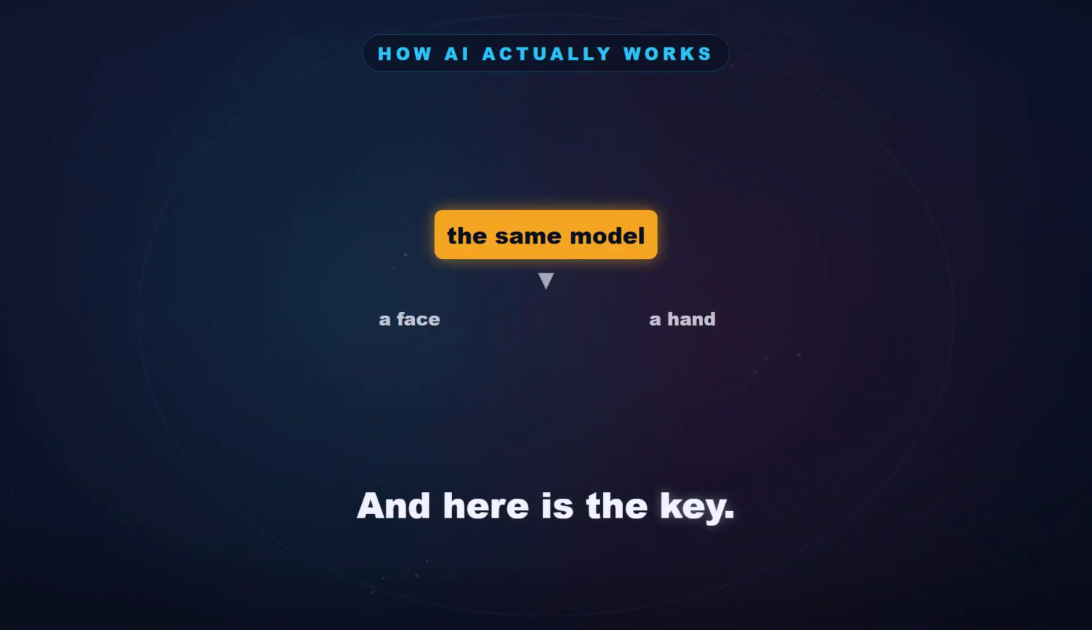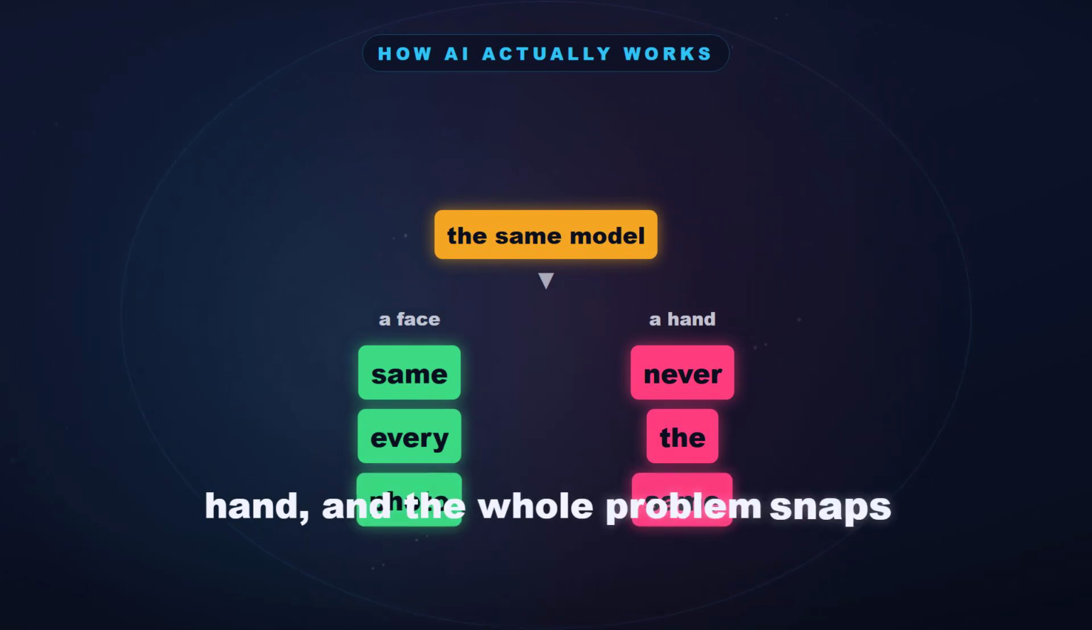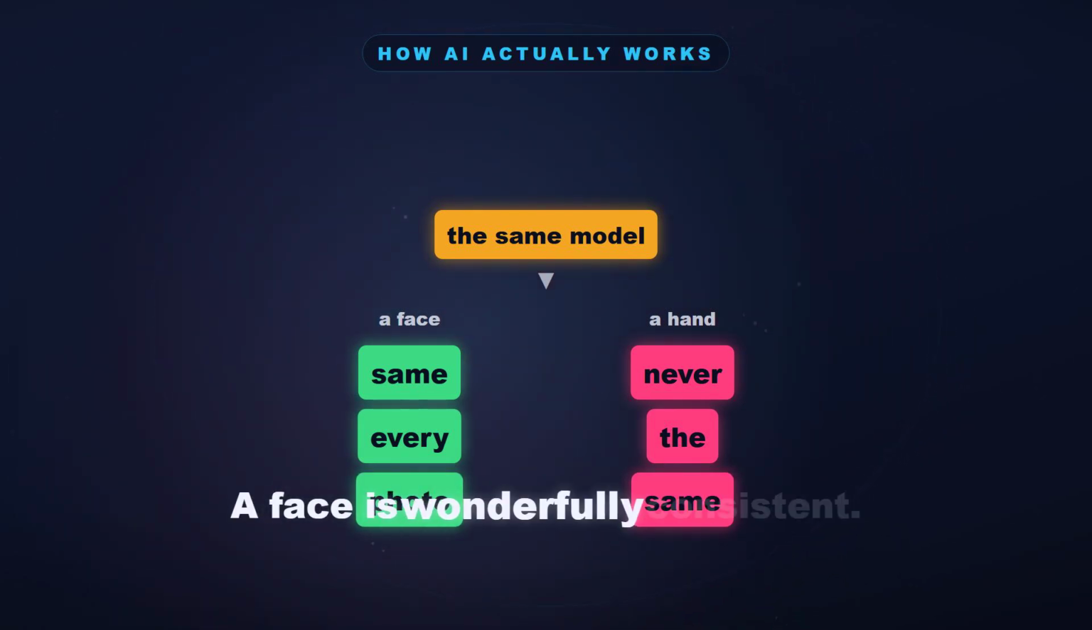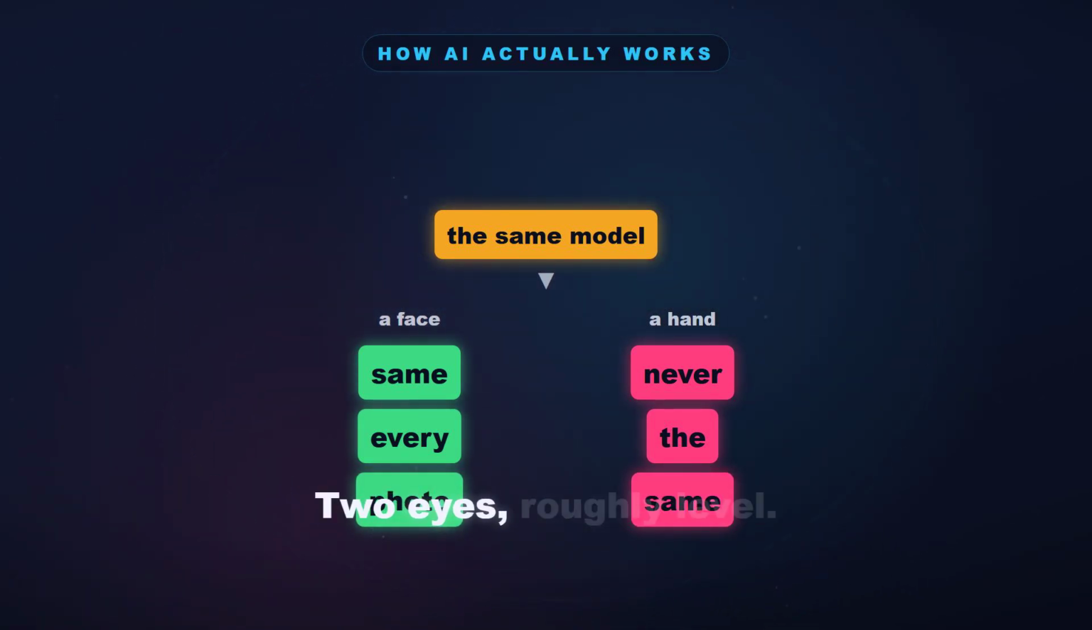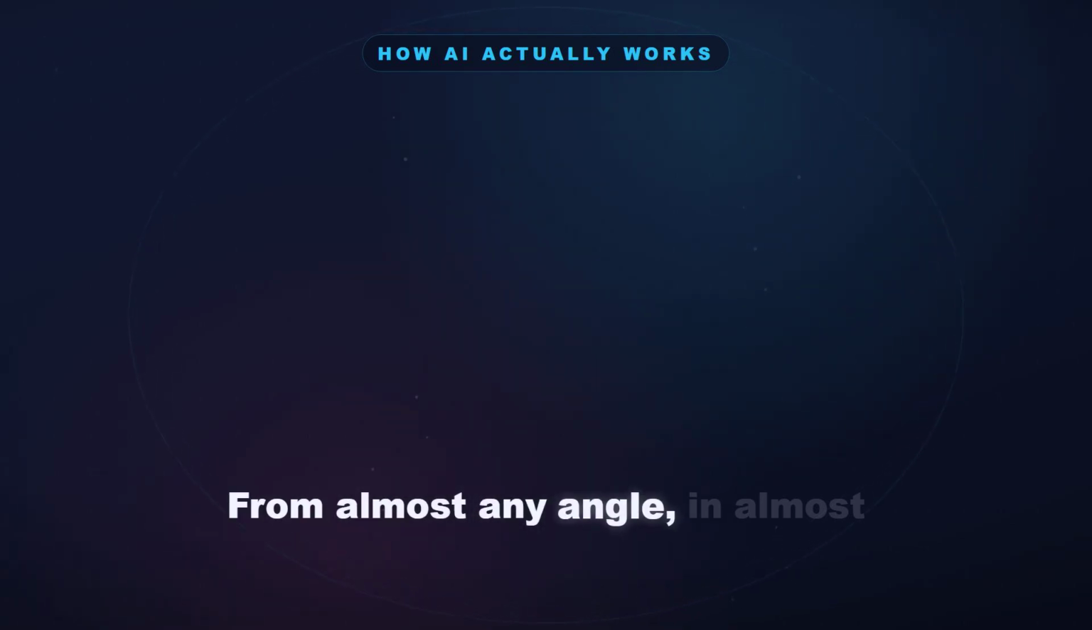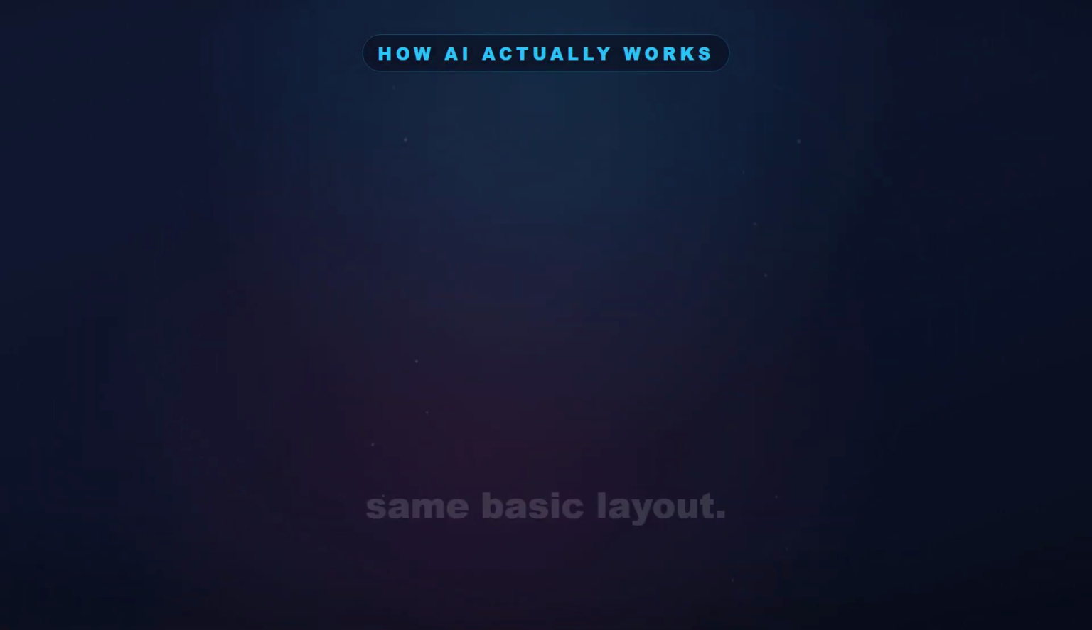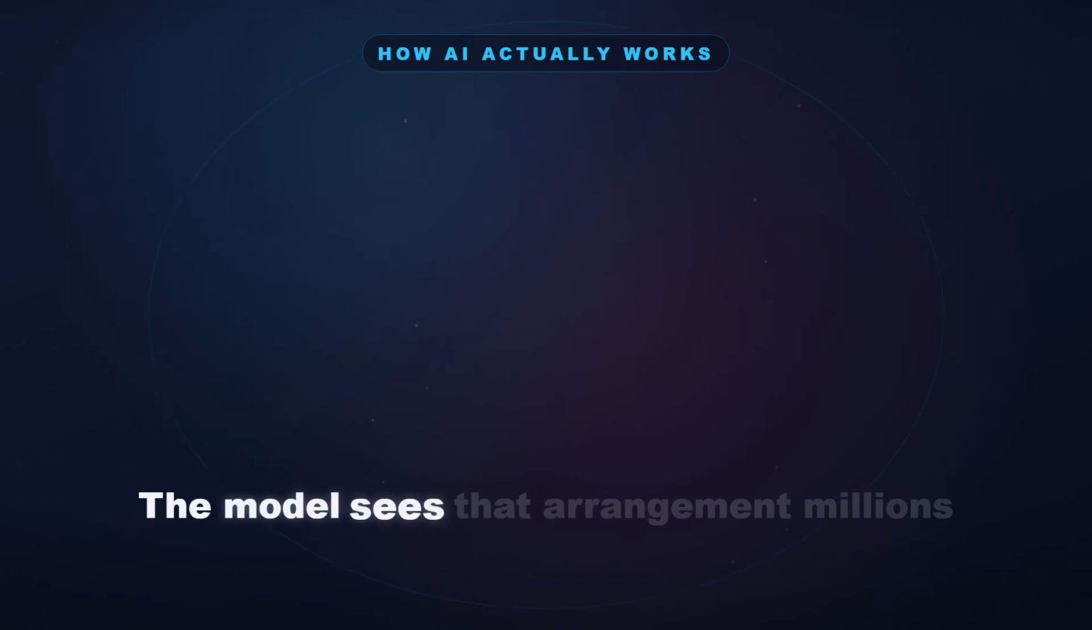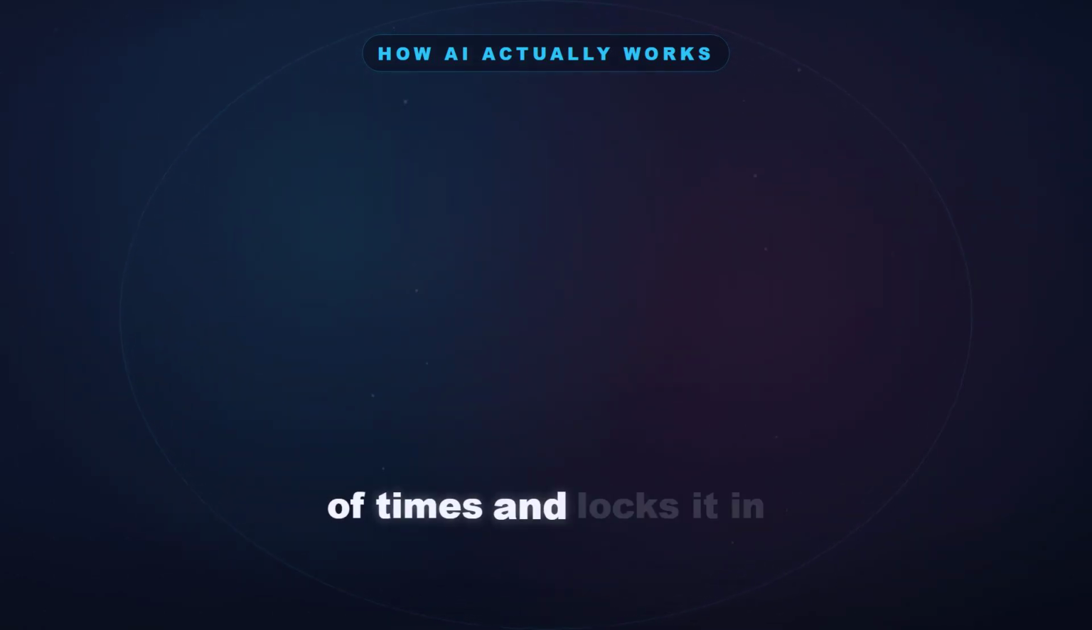And here is the key. Put a face next to a hand and the whole problem snaps into focus. A face is wonderfully consistent. 2 eyes roughly level. A nose down the middle, a mouth below it. From almost any angle in almost any photo, a face has that same basic layout. The model sees that arrangement millions of times and locks it in hard.